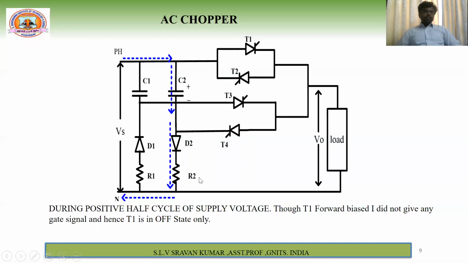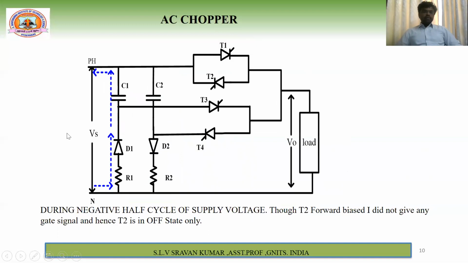So this is about the positive half cycle. In the negative half cycle, what happens? The capacitor C1 will be charged like this. So initially, to start your operation, your capacitor must be charged with a voltage of some magnitude Vs. Okay. So these two capacitors are required to turn off your main thyristors T1 and T2. T1 and T2 are main thyristors. T3 and T4 are auxiliary thyristors. Here T3 is used to turn off your thyristor T1. Here T4 is used to turn off your thyristor T2. Okay, right.